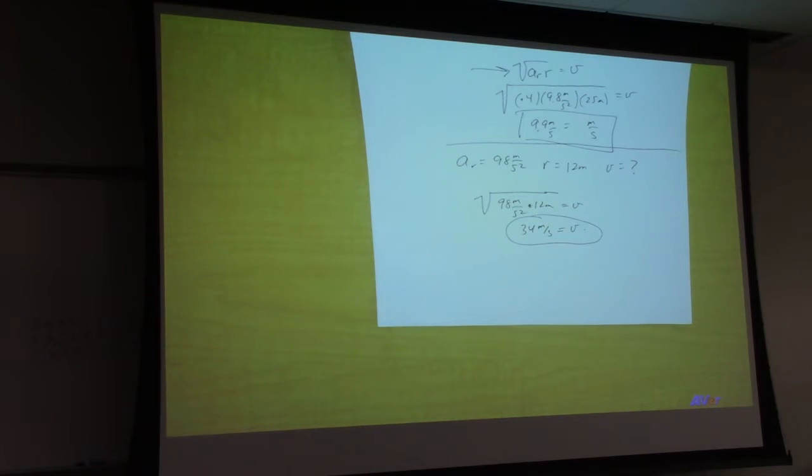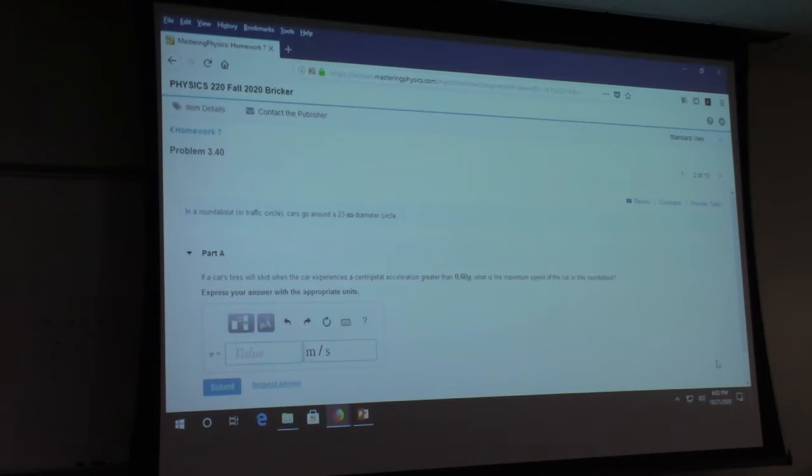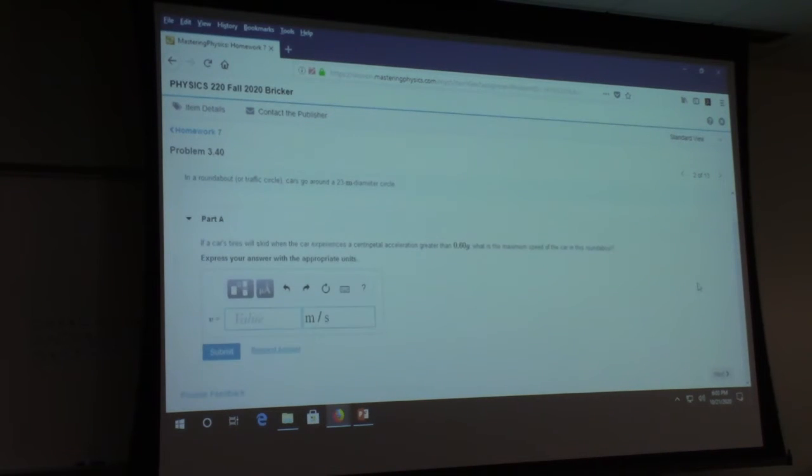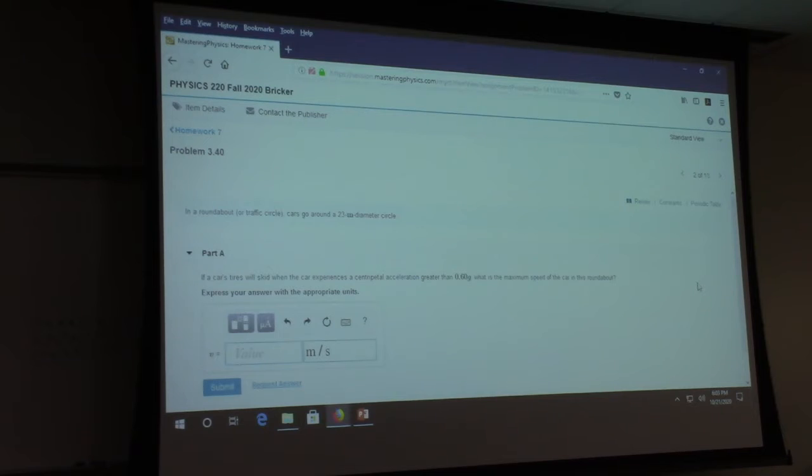Let's look at this one. So the first three from homework 7 are from chapter 3, actually. In this one, a roundabout or a traffic circle, cars go around a 23-meter diameter circle, so be careful, that's diameter. If the car's tires will skid, if we have an acceleration greater than 0.6 g's, what's the maximum speed?